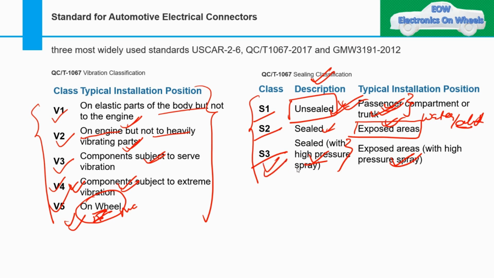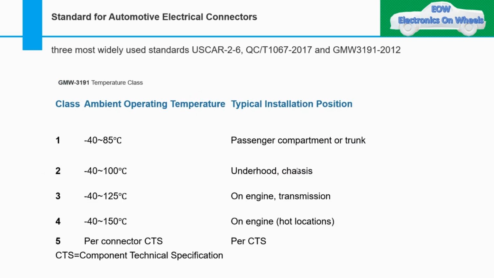So I hope you understand the temperature, vibration, and sealing classification and how you have to select those based on the location. This is the GMW type, but the things would be the same, only the temperature range might differ. Here the classes are 1, 2, 3, 4, 5, right? But in the QCT standard we have seen A, B, C, D, E. So it totally depends on the standard they are following.